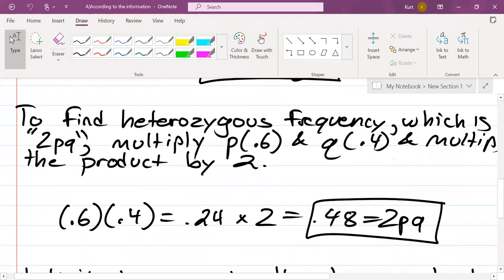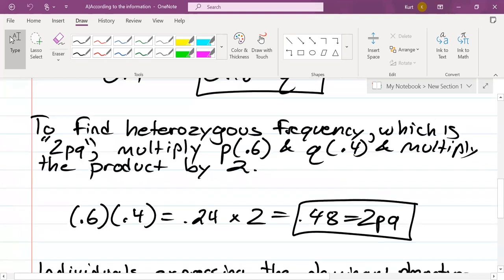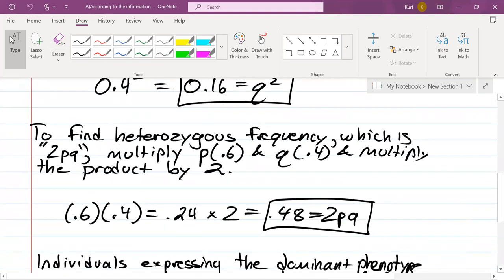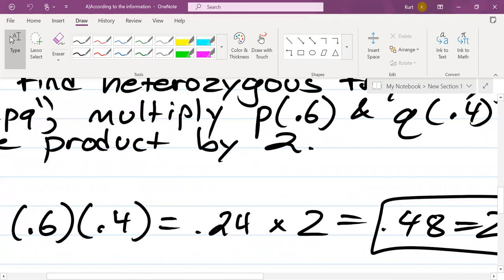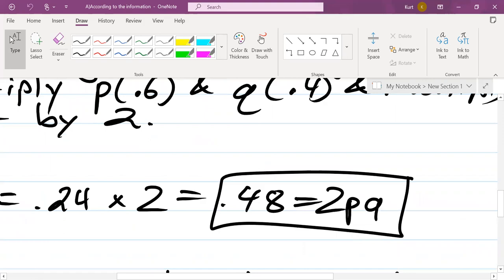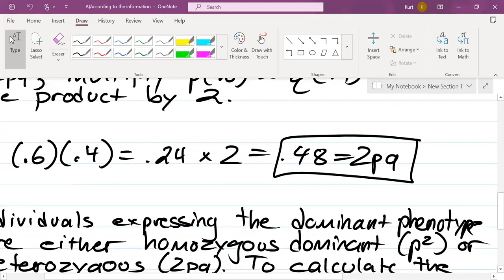And then lastly, to find the heterozygous frequency, which is 2PQ, multiply 0.6, which is P, and 0.4, which is Q, and then multiply the product by 2. The product is an answer to a multiplication problem. So 0.6 times 0.4 equals 0.24, times 2 equals 0.48, which equals 2PQ. So now I have three out of four possible points.